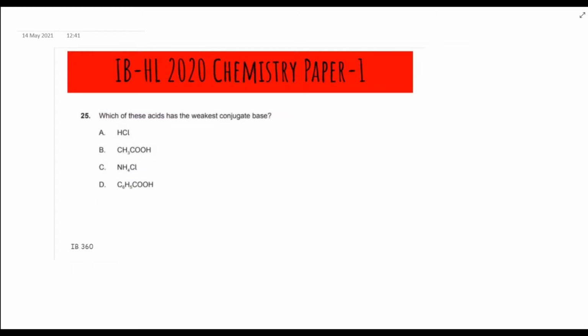Now, moving on to question 25. In this question, we are asked which of these acids has the weakest conjugate base. Now, the general rule is the stronger the acid is, the weaker the conjugate base will be. So I'll just write the rule here. Stronger acid means weaker conjugate base.